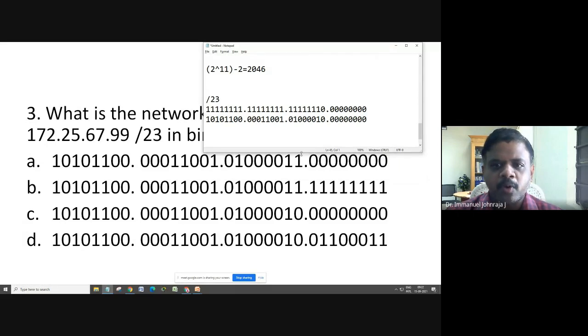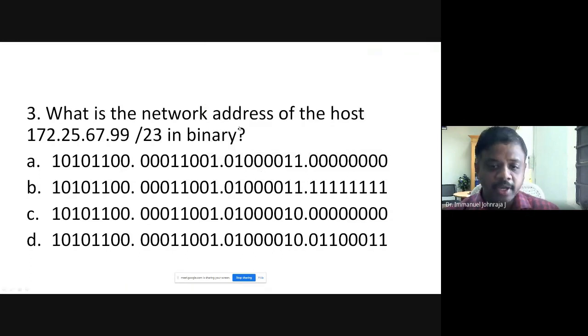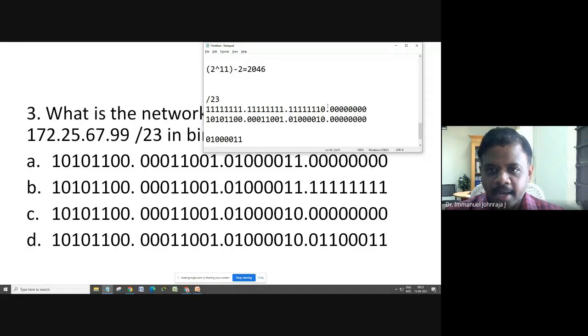In B, this becomes 1. So this is the binary equivalent of 67. Okay, what is 67? 64, 32, 16, 8, 4, 2, 1. So this is the binary equivalent of 67. Have you got it? Yeah, it is here. But the question is, what is the network address? When you do an AND operation with the subnet mask, this becomes 0. So it is going to be 0, 1 followed by 4 zeros and 1 0. This is going to be the answer in my calculation.